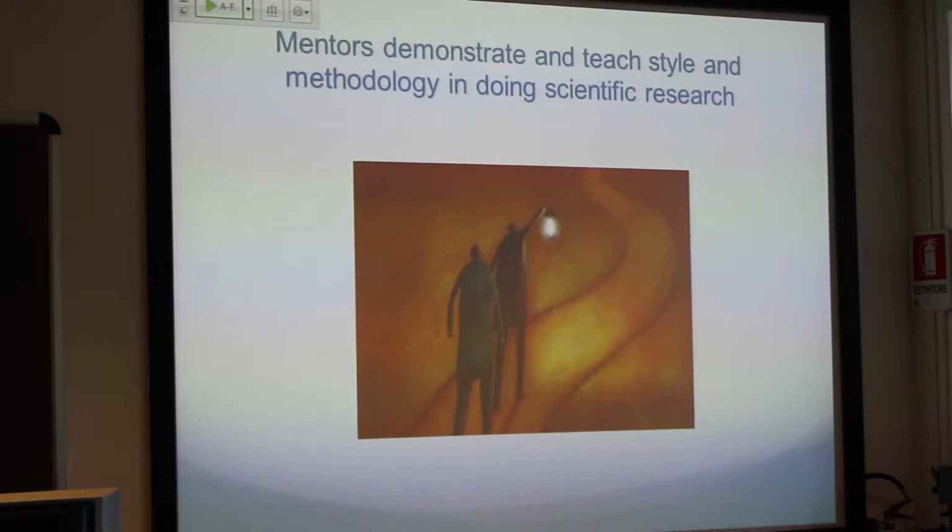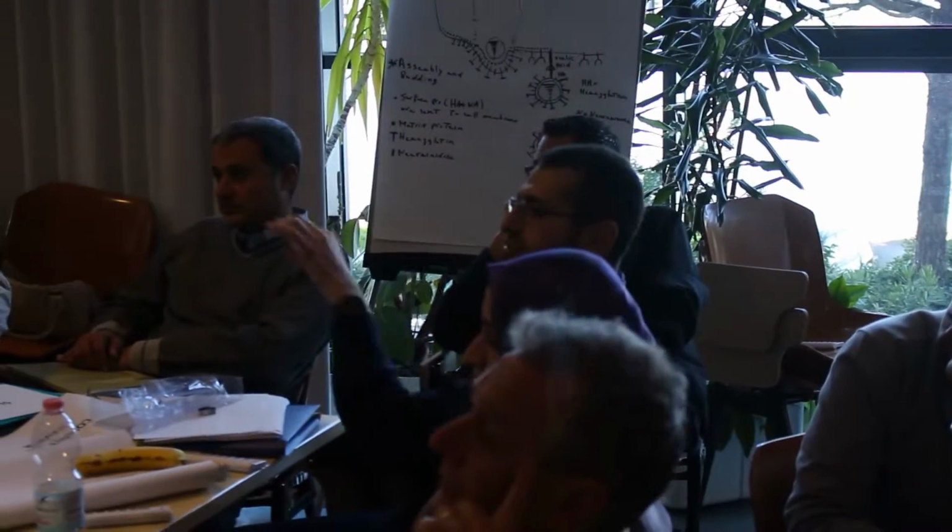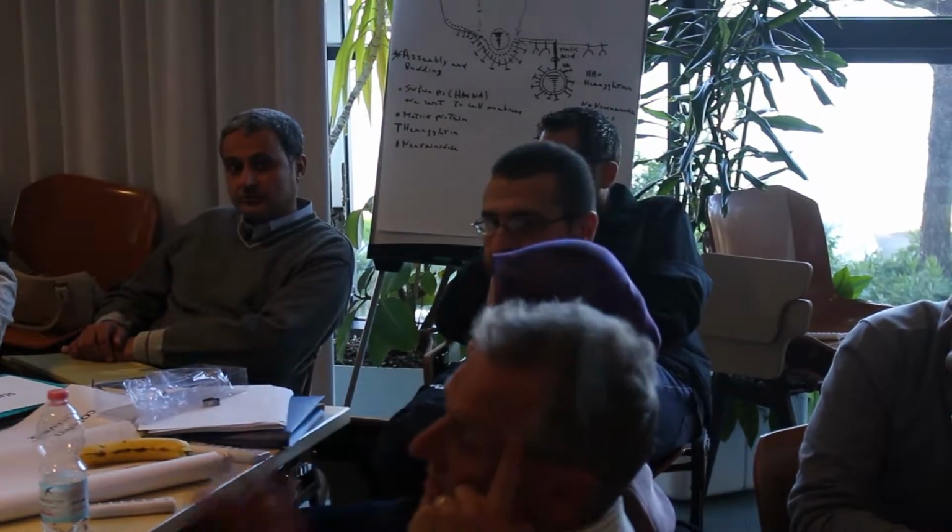Can anybody give me just one example for each point, from real life, to make sure you understand what is meant by demonstrating and teaching style and methodology in doing scientific research? What should the mentor do in the lab, in real life, to do that? Just one example. Demonstrate, go hand in hand with his new student, teach him something. That's right. Demonstrate good practice.